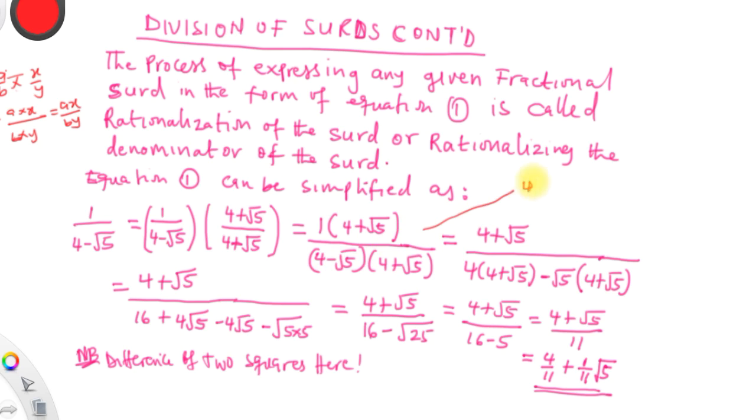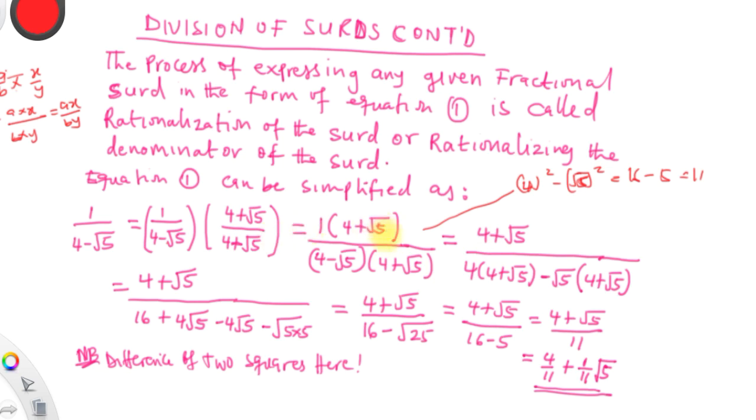So the answer will be 4 squared minus square root of 5 all squared. That is 4 squared, which is 16, minus the square root of 5 squared. So it is square root of 5 times square root of 5, which gets square root of 25, which is 5. So definitely you get 11 as the denominator. Yes, so that's what you get.